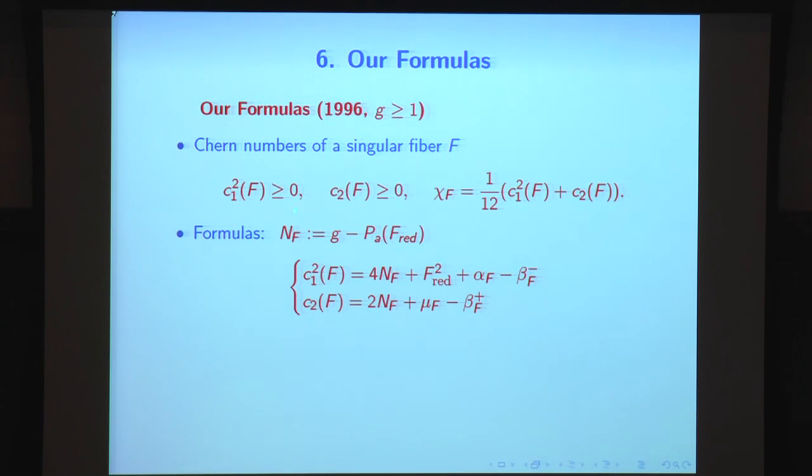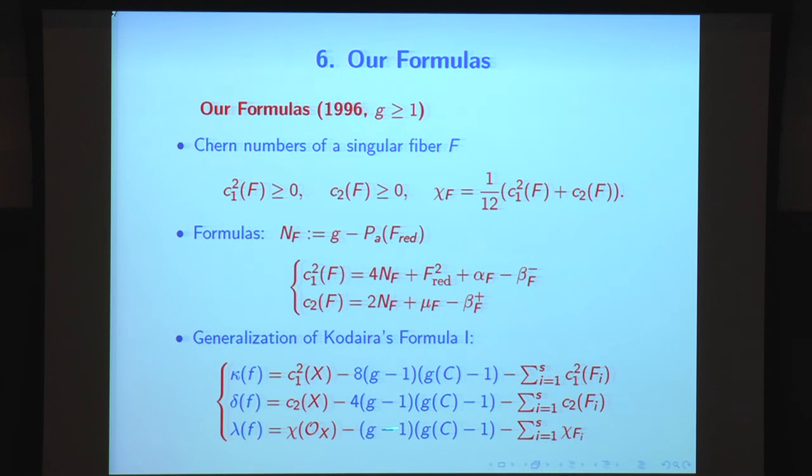So here is the formula to compute these local Chern numbers. The NF is the genus minus the arithmetic genus of the reduced part. This is a non-negative integer, less than g, a little more than g. Here is the formula. I will explain alpha f and beta f later. Here, mu f is the total multiplicity number of this singular fiber. Nf is this, so this is the self-intersection number. Alpha f comes from the singular points of the reduced part. Beta f comes from the multiplicity of the components of the fiber f.